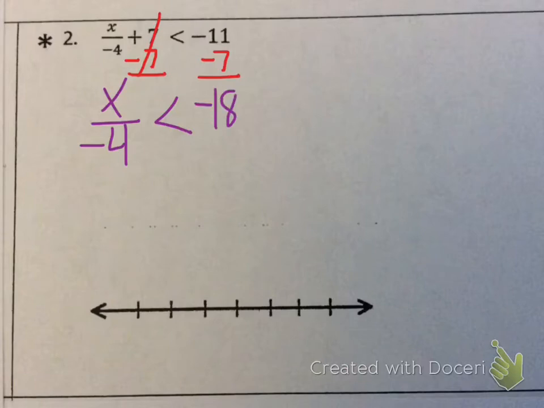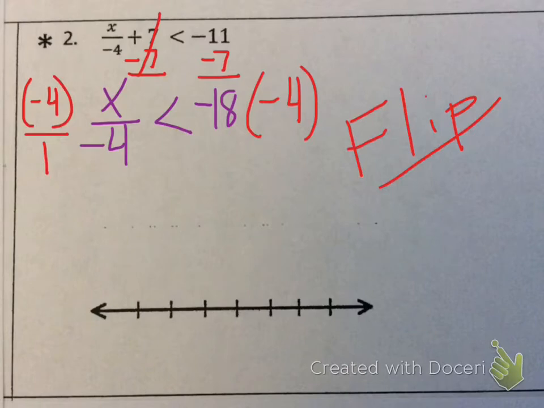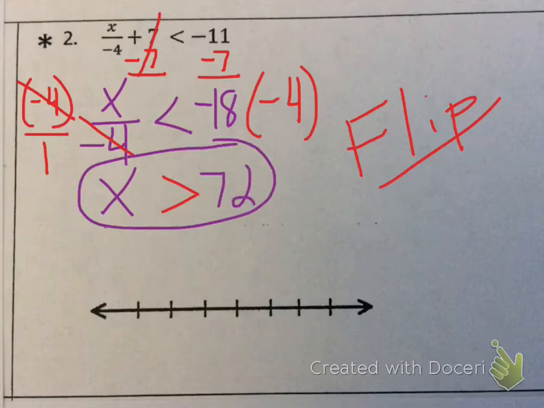Now I need to get x all by itself, so I have to get rid of that negative 4. So to get rid of the negative 4, I need to multiply by a negative 4 on both sides. And when I multiply by a negative, I need to flip my symbol. So I'm going to change that less than to a greater than symbol so I don't forget. My negative 4's cancel out, and I am left with x is greater than, negative 18 times negative 4, that would give me a positive 72. There's your answer there.